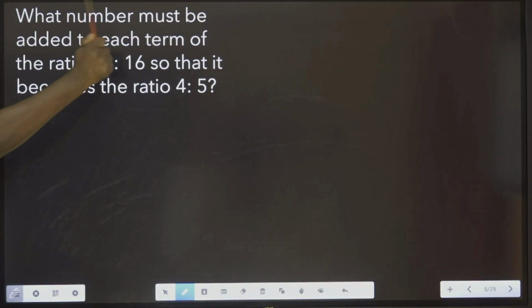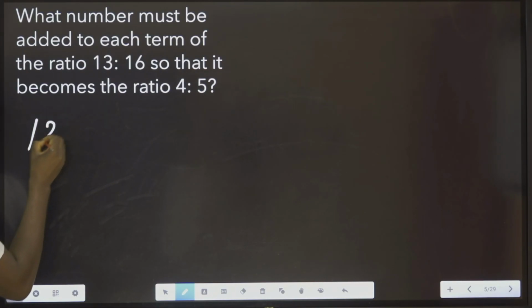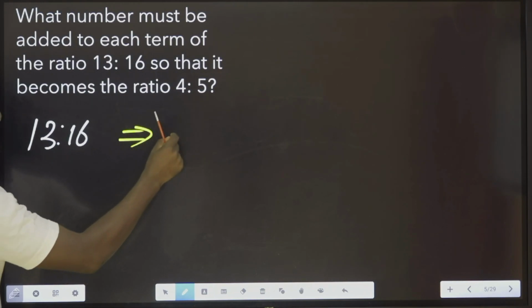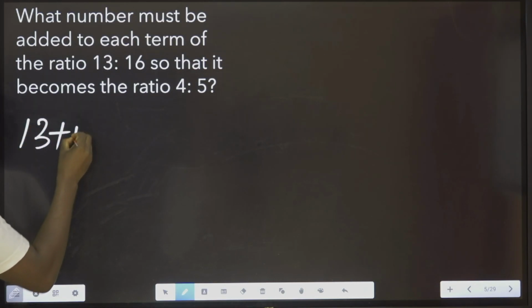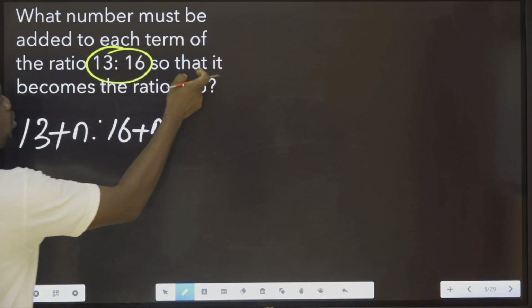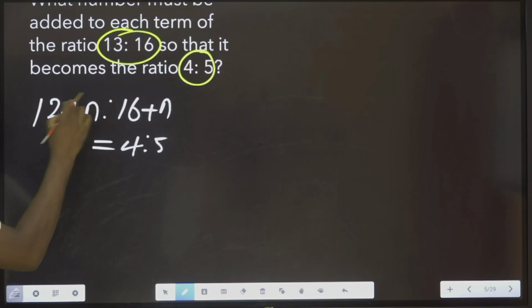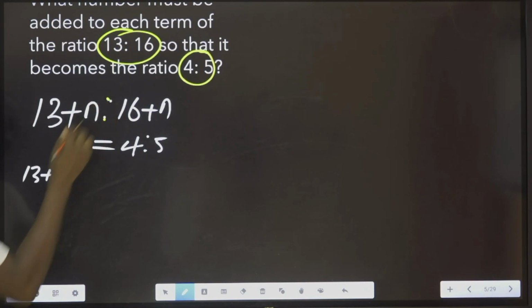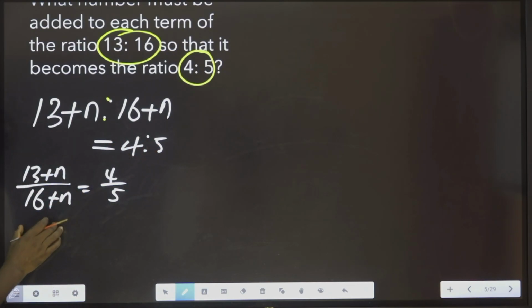It says, what number must be added to each term of the ratio so that it becomes the ratio this? Okay? We have this ratio. We want to make it this ratio. We are going to make it any value you want to choose. Let's call it N. So we say we are going to add N to both sides so that this ratio can be equal to 4:5. Now we can say 13 plus N over 16 plus N equals 4/5. Then we work for N.